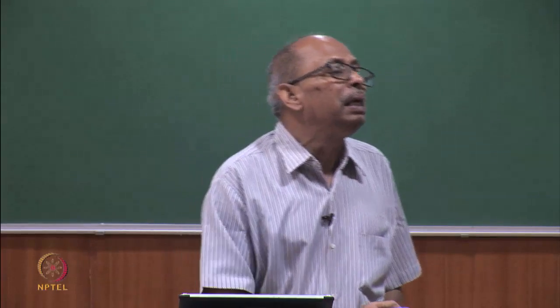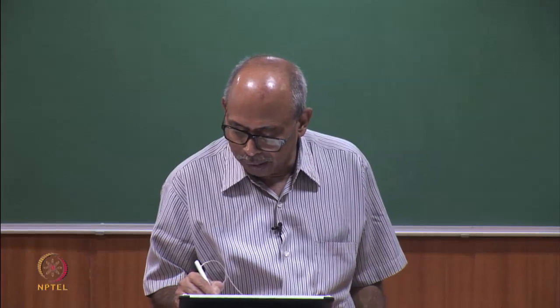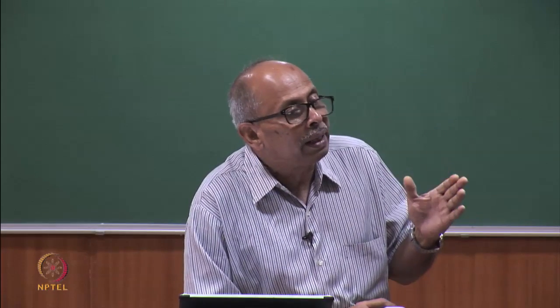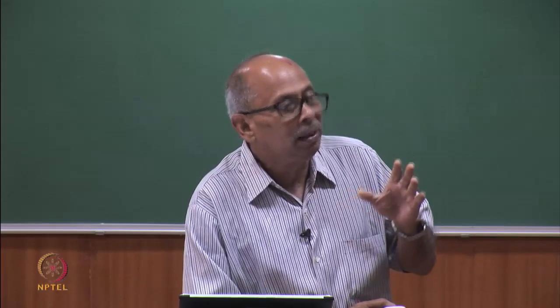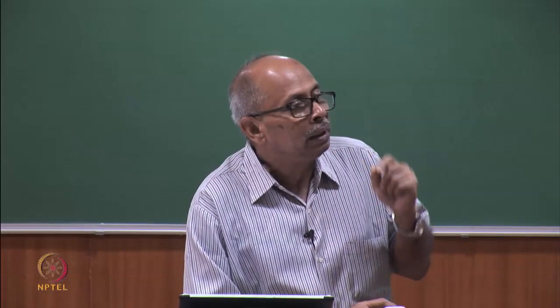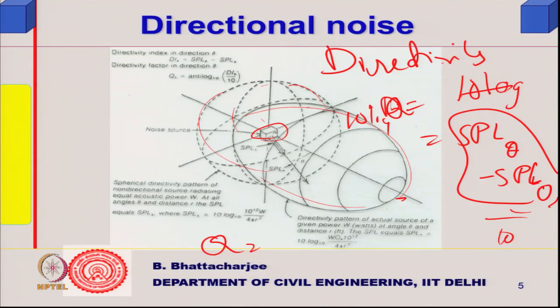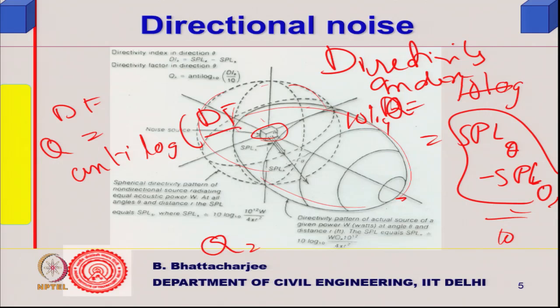And we define then the directivity index. What is directivity index? This difference we call the directivity index. So directivity index is nothing but the level along the theta direction minus the level for a source equally emitting in all directions. That's called the directivity index. And how are directivity factor and directivity index related? Q, that is the directivity factor, is the antilog of directivity index divided by 10, right.